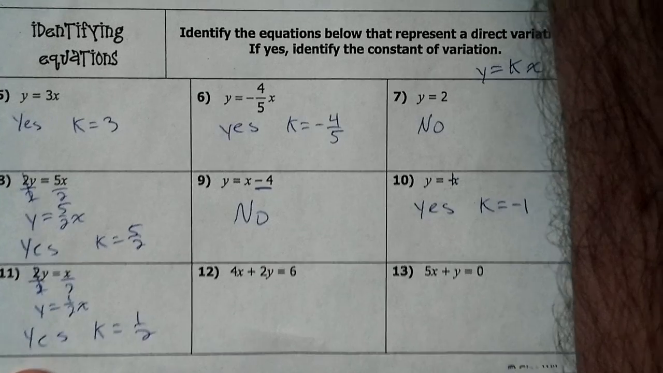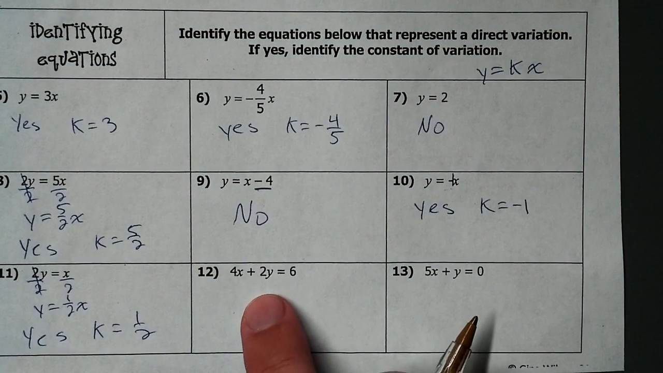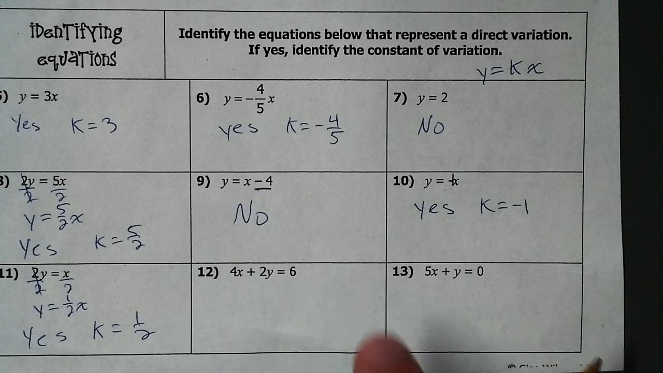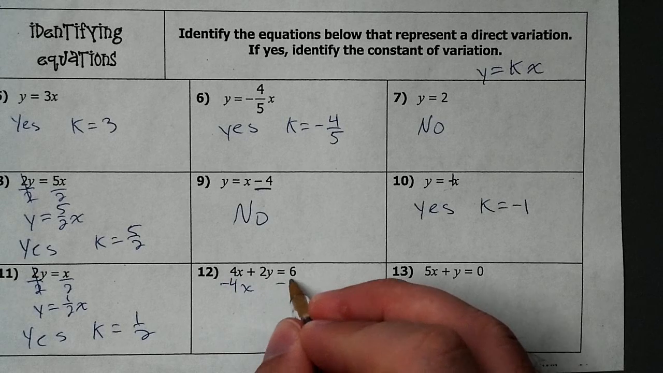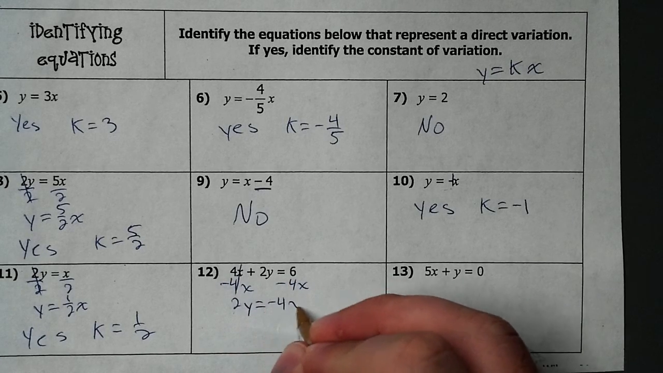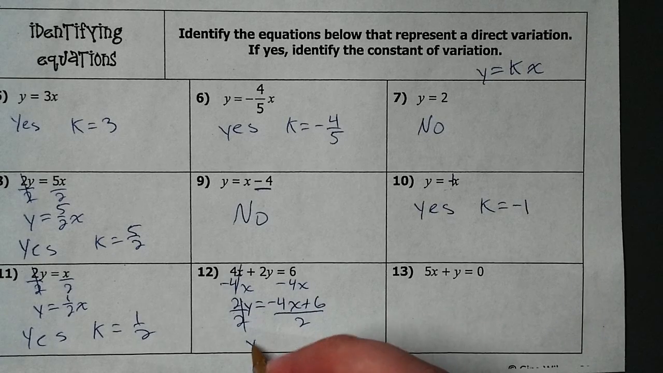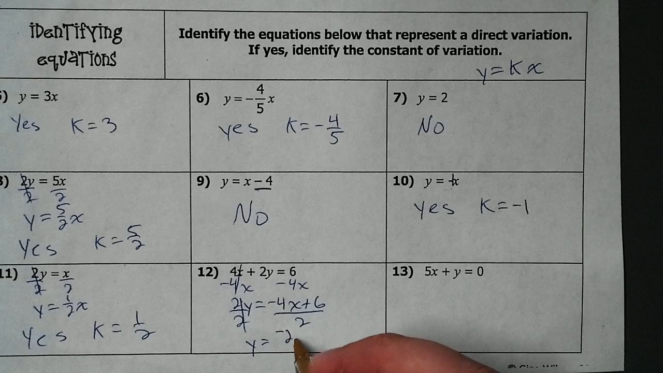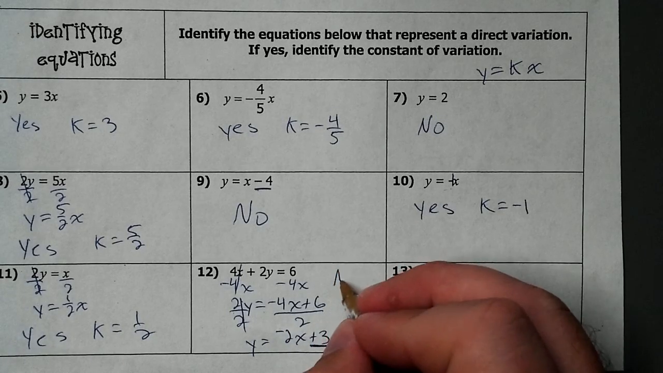On number 12. Now this one is probably going to be no, but let's go ahead and solve it into y equals so we can check. So move our x. 2y equals negative 4x plus 6, divide by 2. We get y equals negative 2x plus 3. Because of this plus 3, this one's a no.